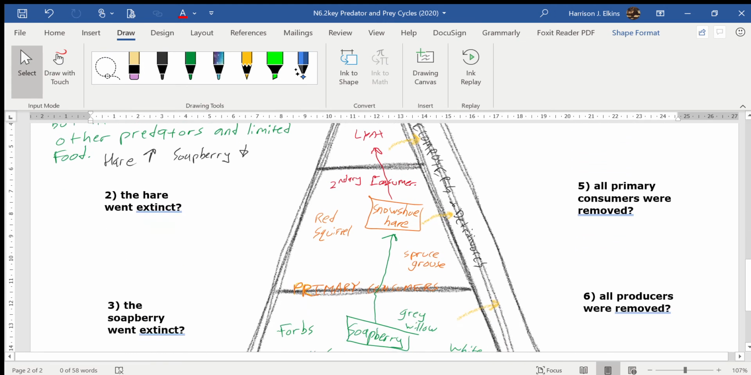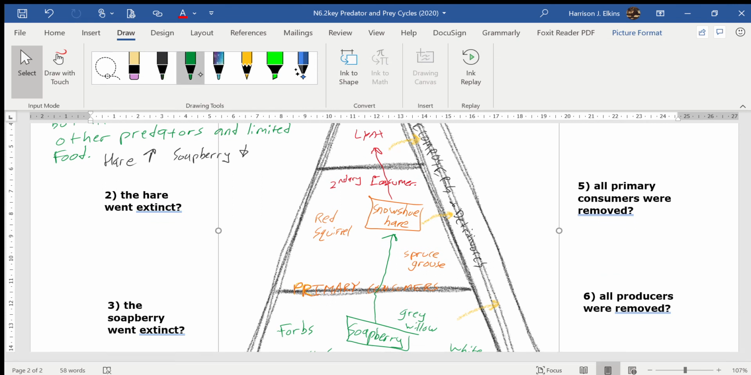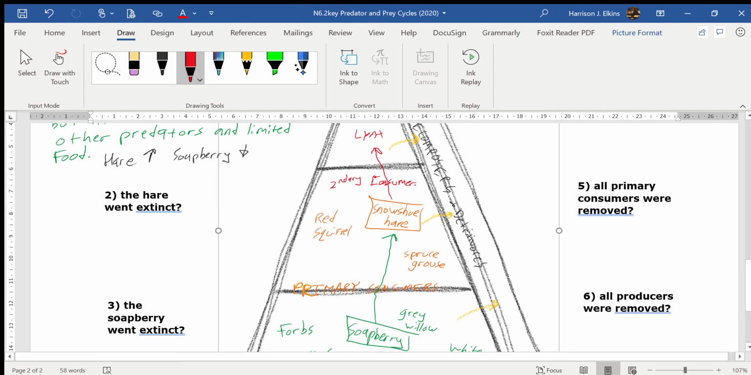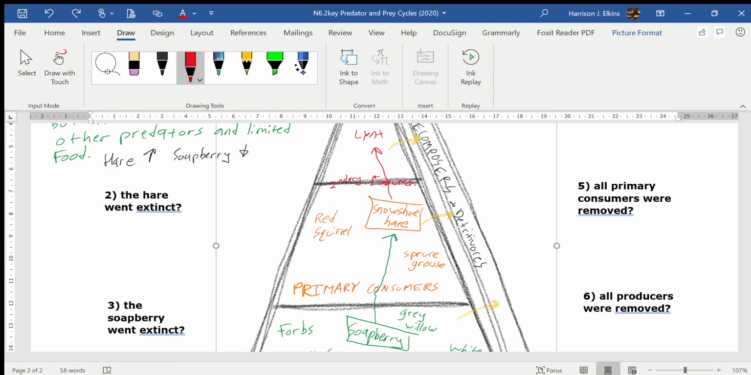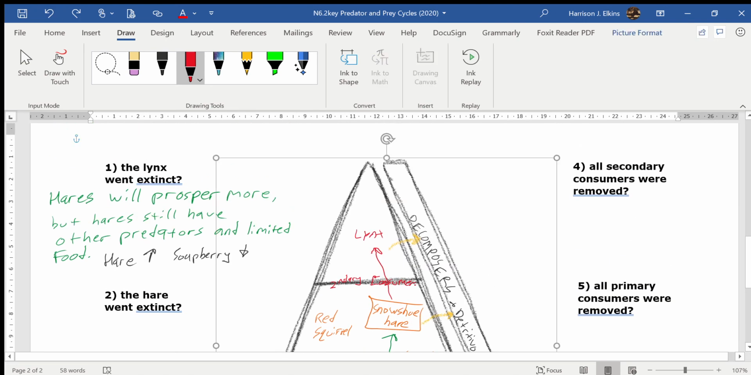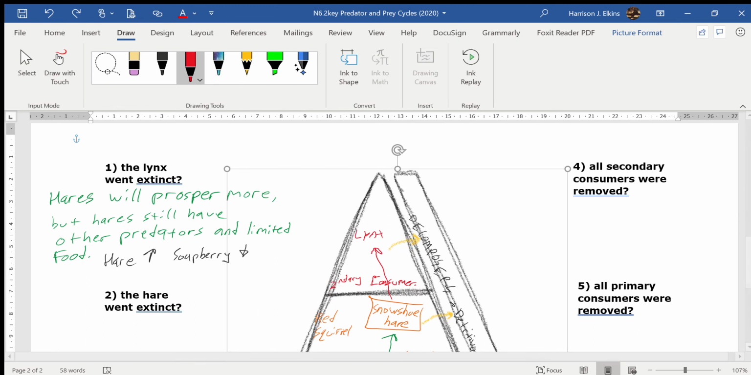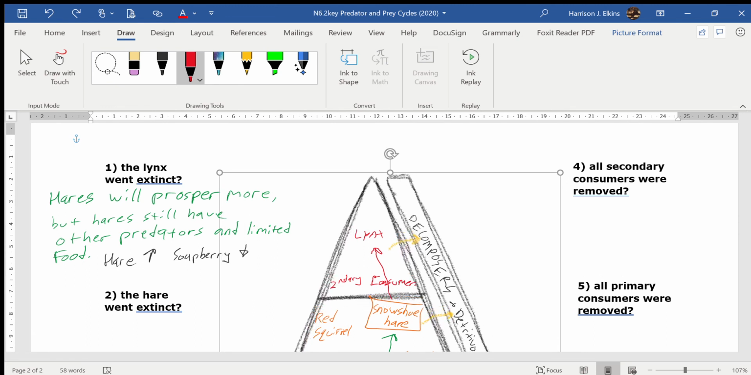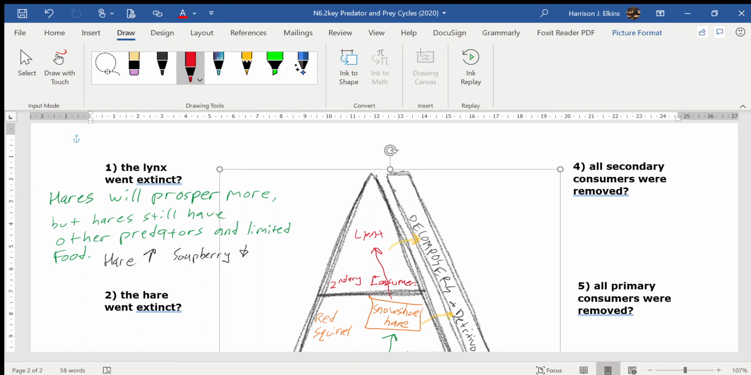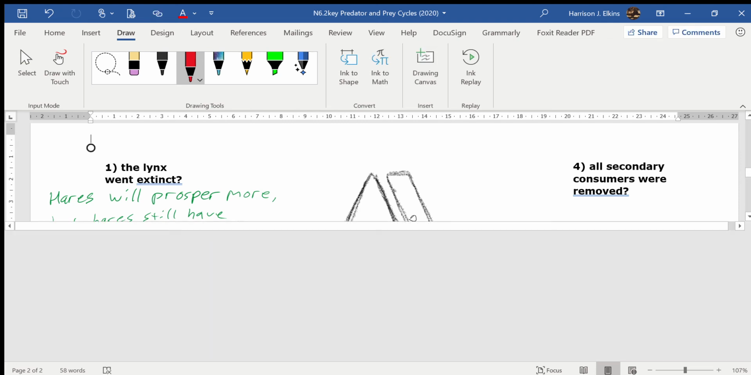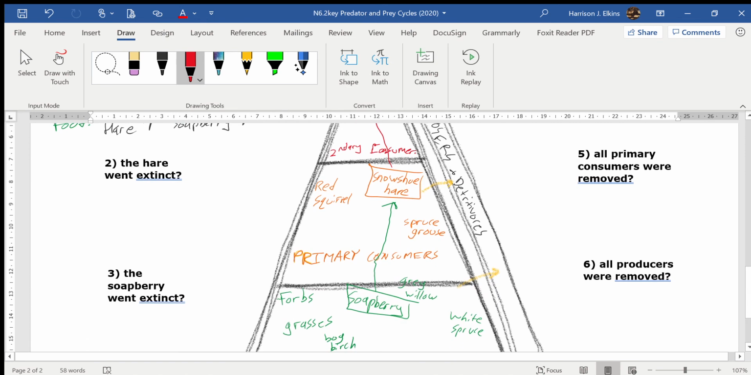Alright, what if the hare went extinct? What effect would that have on the lynx? Well, the lynx would no longer have food from the snowshoe hare. Sorry, I just realized I moved my triangle. That's not good. Here, let's move this down to where it was before. Alright. Can I move my screen? Thank you. Alright, so let's say that the hare went extinct.